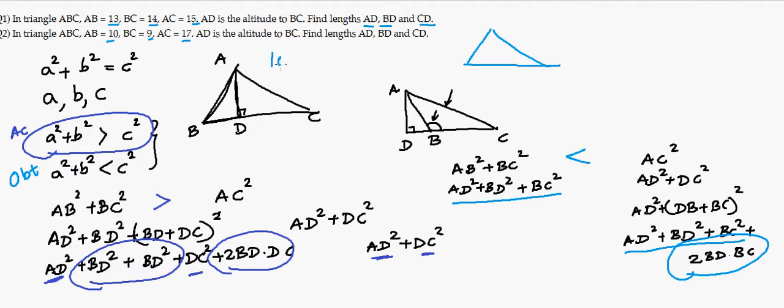Now if you look at this, 10 square plus 9 square is 100 plus 81, which is 181, and 17 square is 289. So 181 is less than 289. That means in the second case it will be an obtuse angled triangle. And if somebody tries to solve it by drawing an acute angle triangle, then they will get BD as a negative number in the second case.